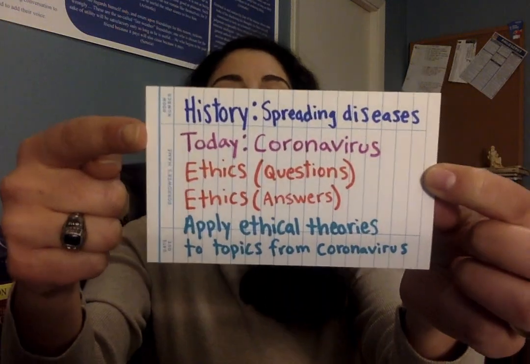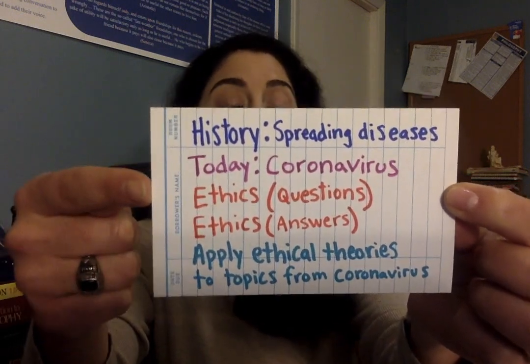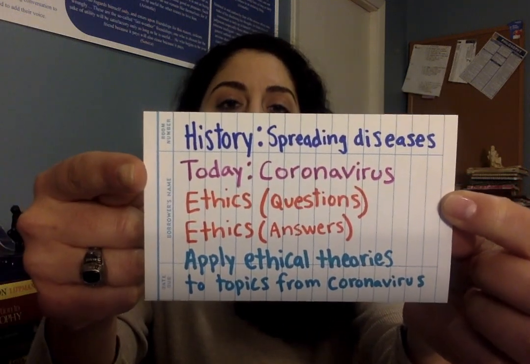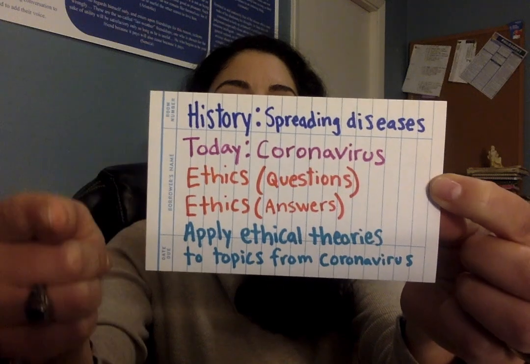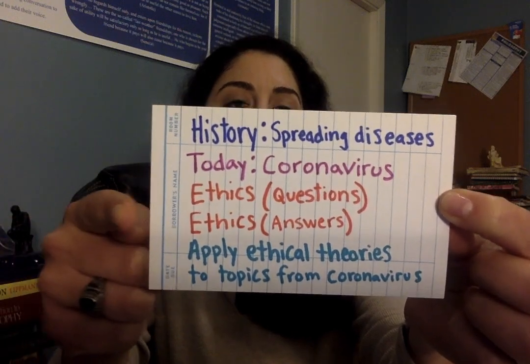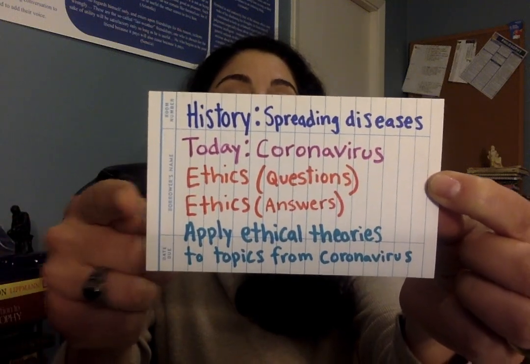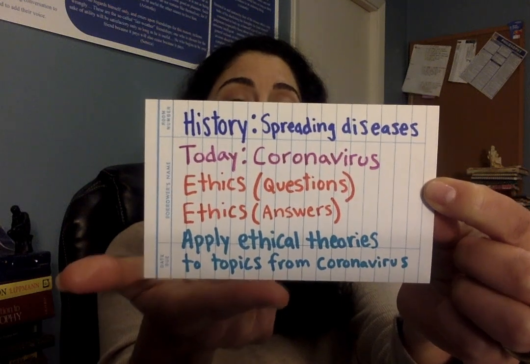the coronavirus pandemic going on today. I will draw out some ethical questions about coronavirus, and then we're going to use those four theories as possible answers to the questions. We will end by applying the ethical theories to topics that come out of our discussion of coronavirus. So let's start with some history.